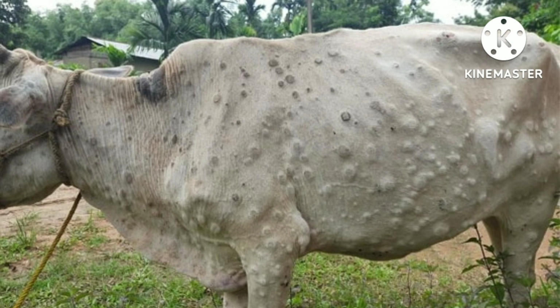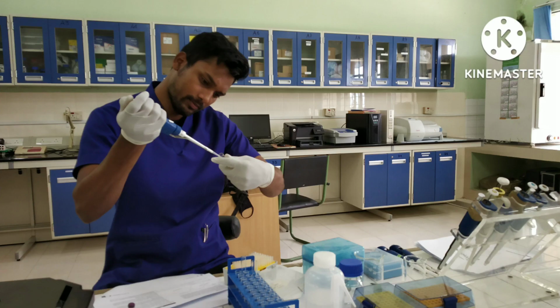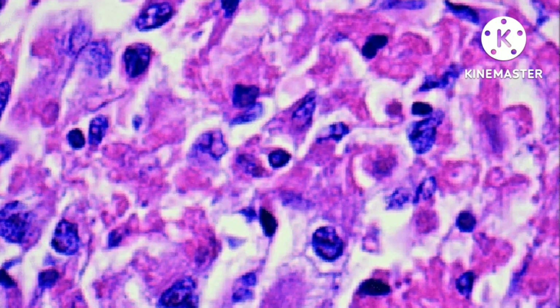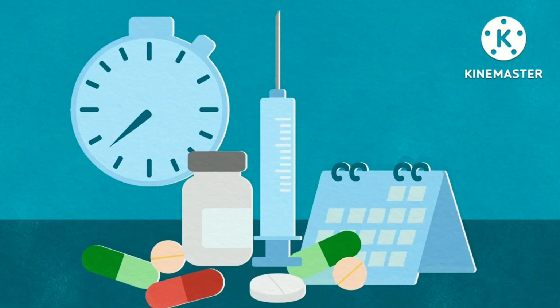Next is the laboratory method. The most common serological tests used for diagnosis are the virus neutralization test and the agar-gel immunodiffusion test. The next method is the molecular technique with the help of PCR. Next is diagnosis with the help of histopathology. In histopathology of skin, we get intracytoplasmic eosinophilic inclusion bodies in the lesion.